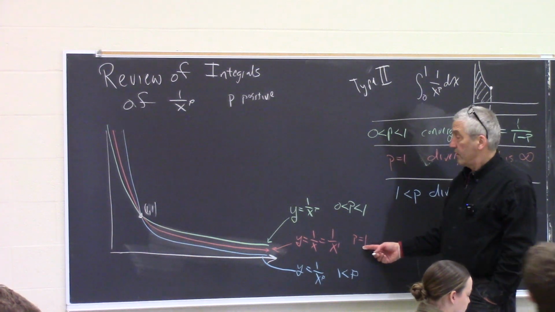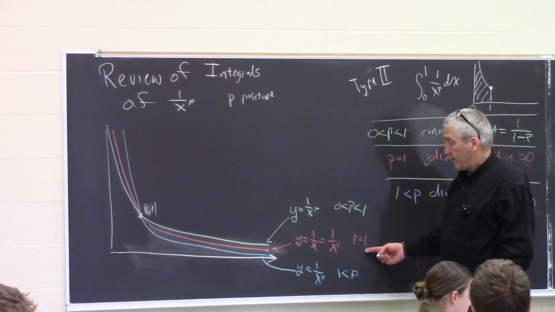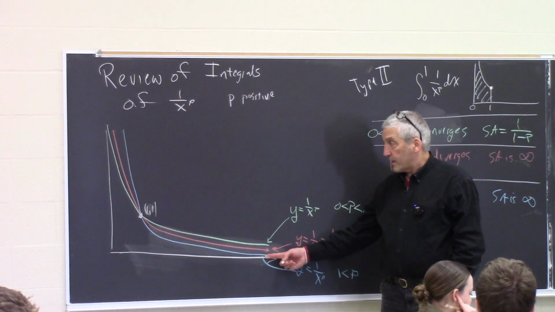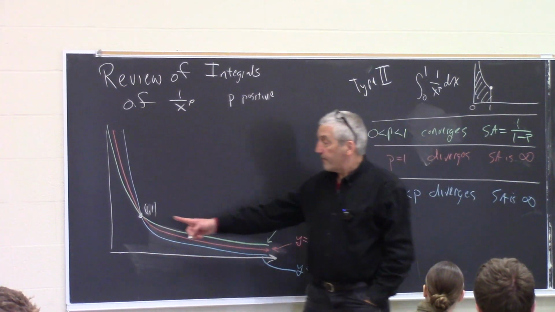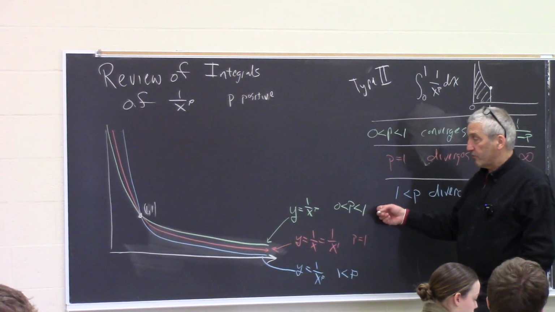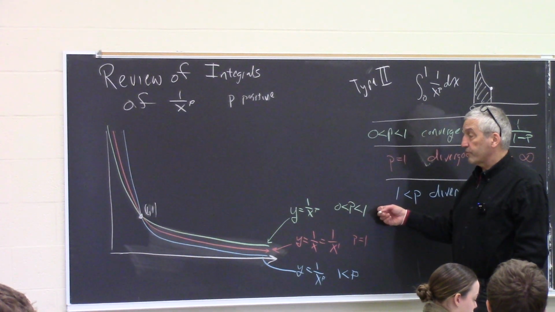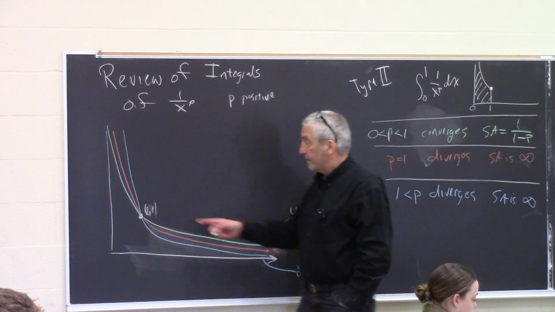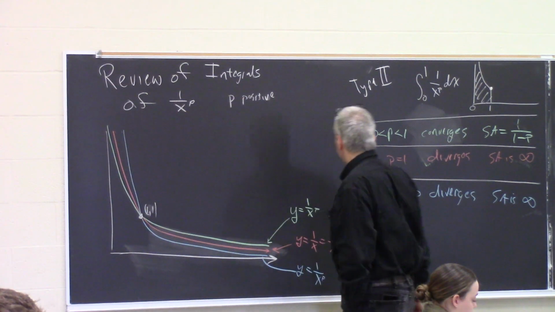When p is greater than 1, we have this blue graph which goes down faster over here and shoots up faster over here. And then when p is between 0 and 1, like 1 over the square root of x, we get a graph that does not go down as fast over here and does not go up as fast over there.